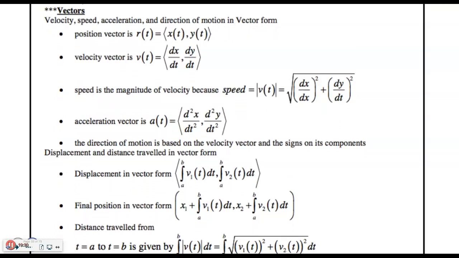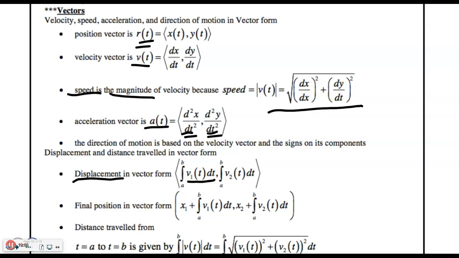So sometimes position's called r, so don't let that mess you up. Velocity is always called v of t. It's always dx/dt, dy/dt, or x prime of t. Speed, magnitude, same as length, same as norm, there it is. The acceleration, this one's saying it's the second derivative of position. You could say it's the first derivative of velocity. Displacement, just understand what that means.